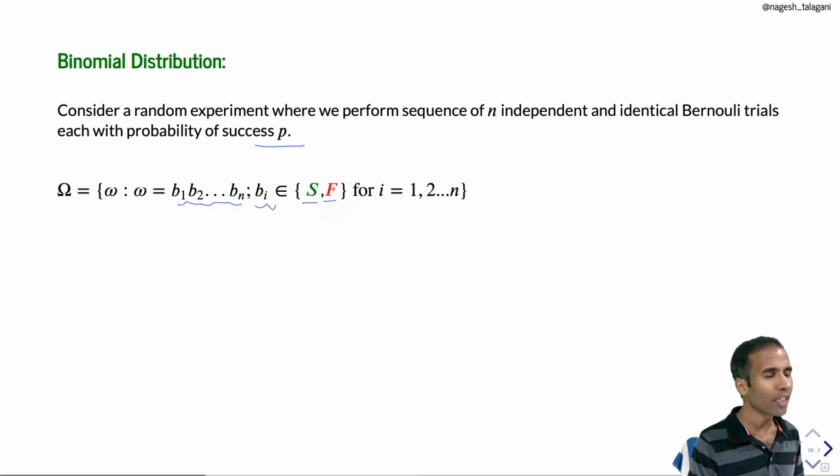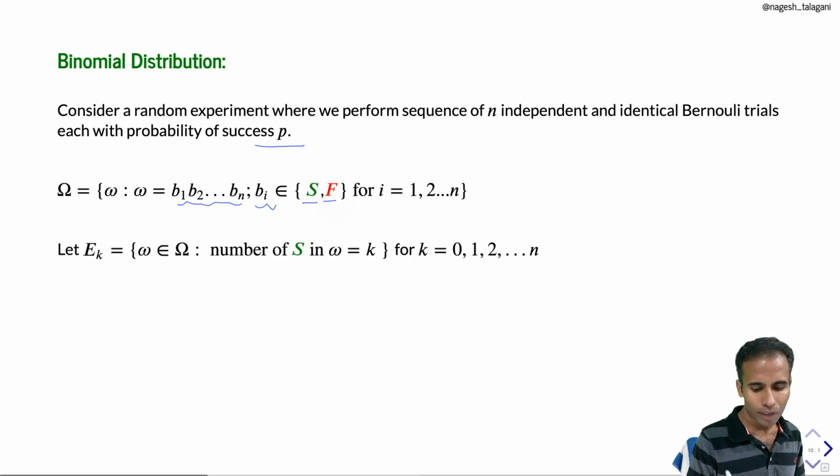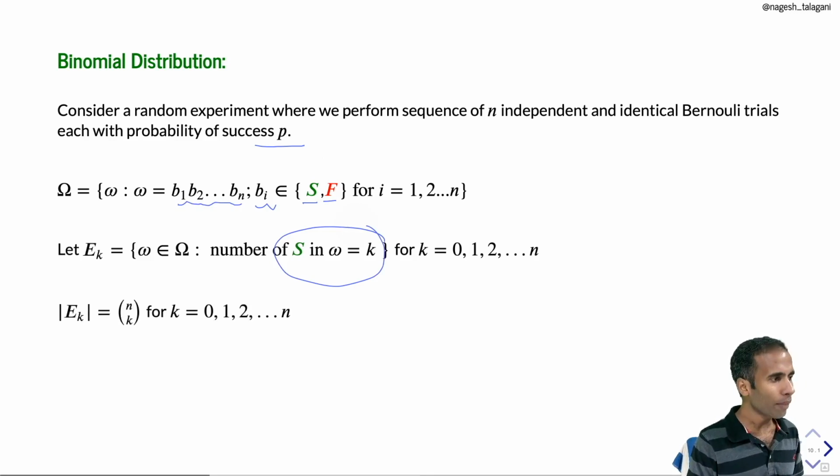Let E_k be the event consisting of outcomes in which we have exactly k successes. Now we can see that the number of elements in E_k will be n choose k.